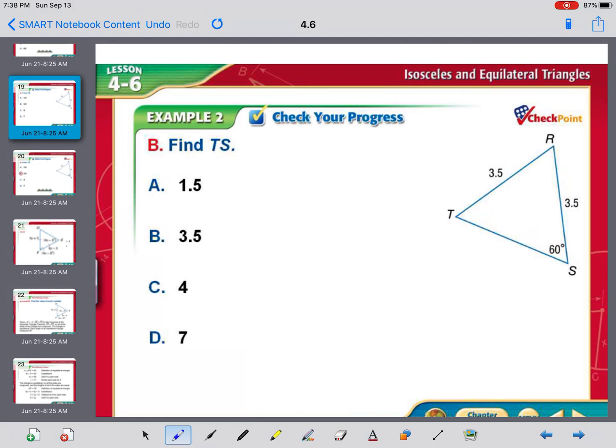Well, if that one's 60, then that one's 60. And if these two are 60 each, which is 120, then that one's 60, making the answer C.